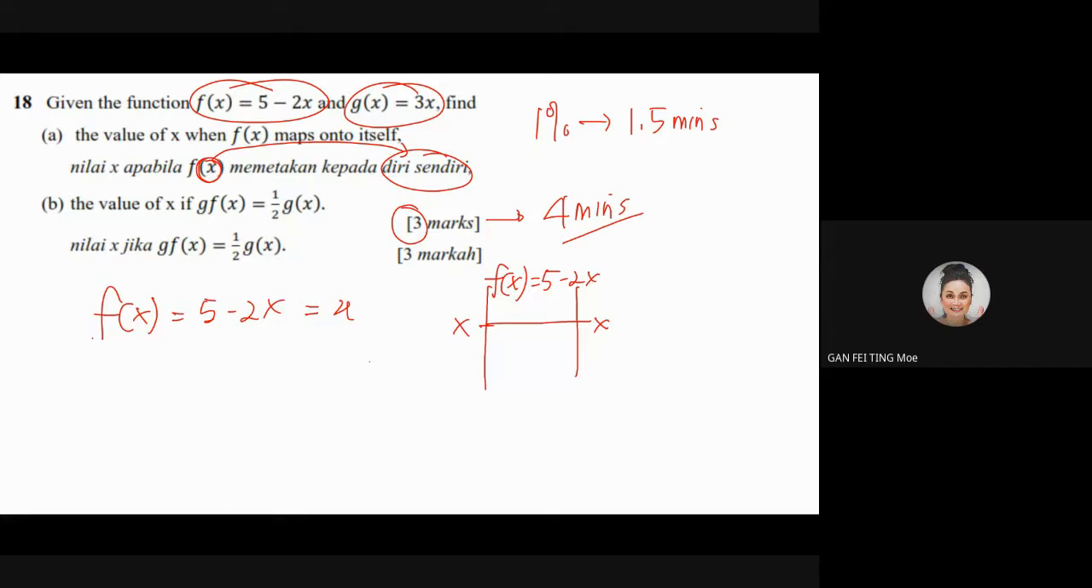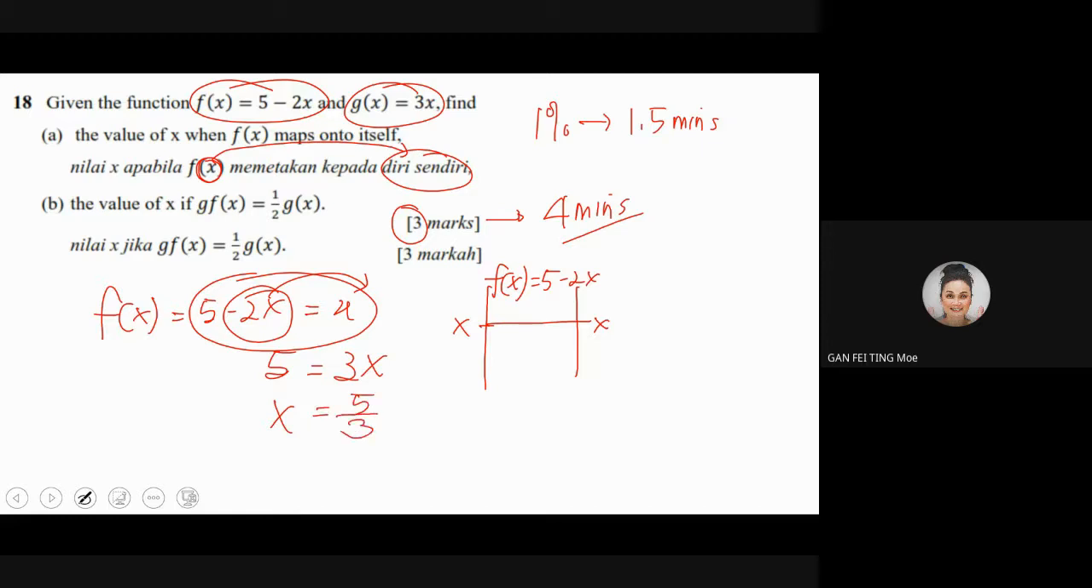Okay. Now, what do we do? You just solve this question. It's very simple. So when you solve this, please remember you're in exam. You might be a bit nervous. So operate this one carefully. So you get 3x equals 5. And remember, for this, the subject should always be on the left. So it's x equals 5 over 3. So this will be your answer.